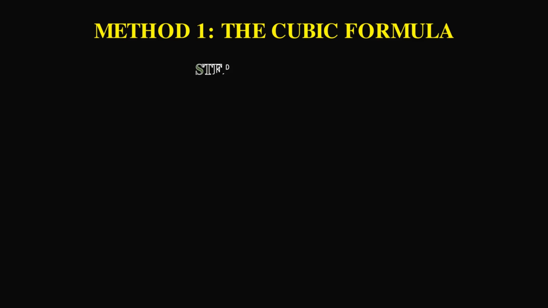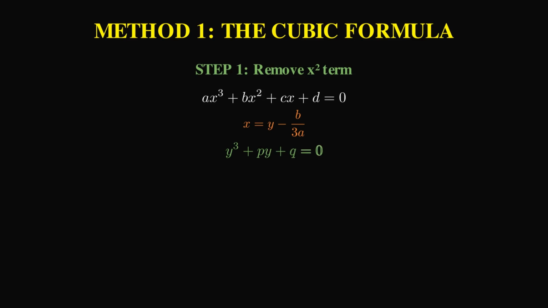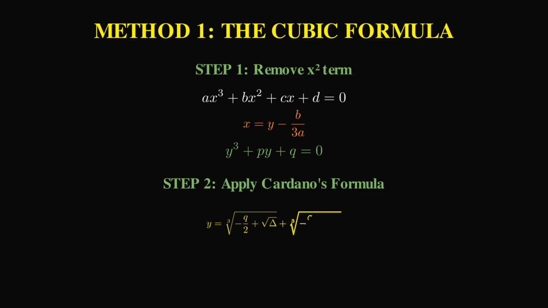Let me show you the first method, the cubic formula. This is like the quadratic formula, but for cubic equations. Step 1 is to convert any cubic equation into what we call a depressed cubic by removing the x squared term. We do this using a substitution. This transforms our equation into y cubed plus py plus q equals 0. Step 2 is applying Cardano's formula, which looks intimidating but is just a systematic way to find the solution.